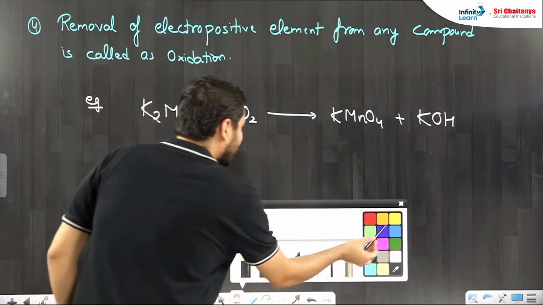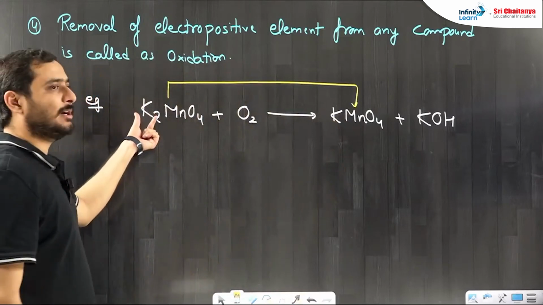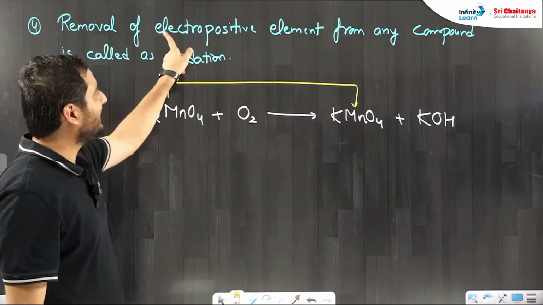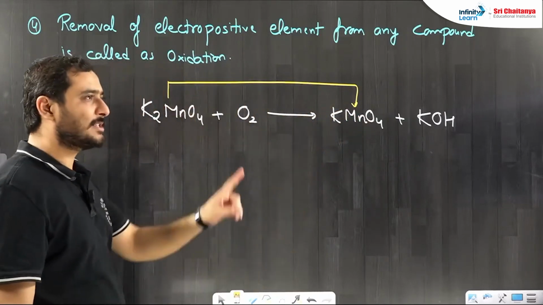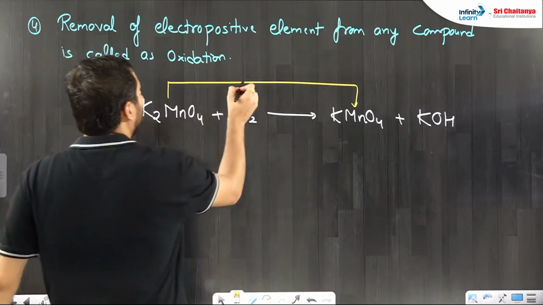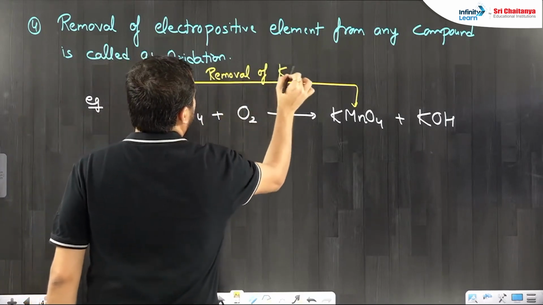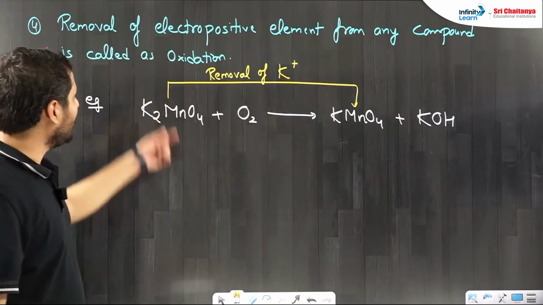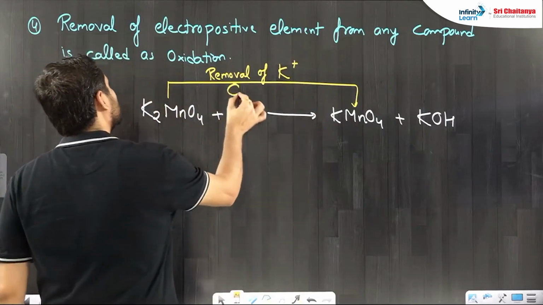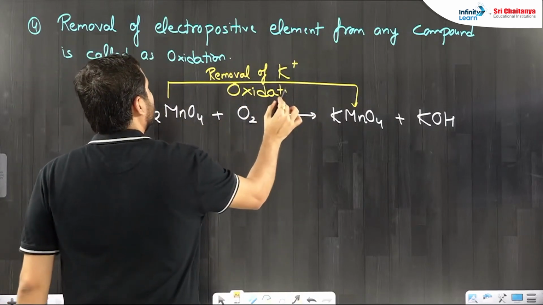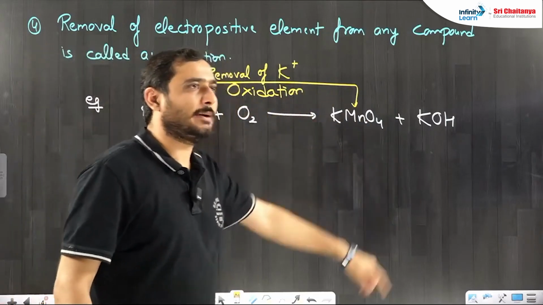Now if you see K2MnO4, how many potassium are present? 2. And potassium is which type of element? Electropositive element. And in KMnO4, how many potassium are present? 1. So what is removed from here? Potassium, that is K positive, an electropositive element. And removal of electropositive element is called which process? Oxidation process. So K2MnO4 is oxidized to KMnO4.